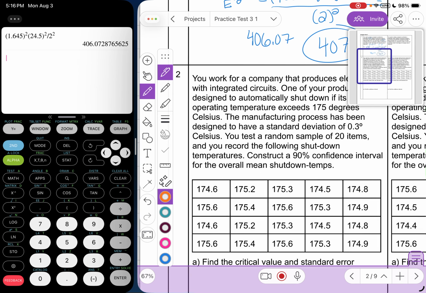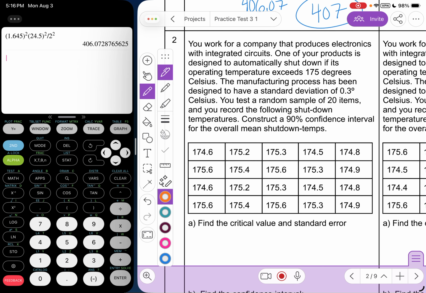All right, next problem. You work for a company that produces electronics with integrated circuits. One of your products is designed to automatically shut down if its operating temperature exceeds 175 degrees Celsius. The manufacturing process has been designed to have a standard deviation of 0.3. So if it's designed that way, that's going to be the population. You test a random sample of 20 items. So our sample size is 20. You record the following shutdown temperatures. Construct a 90% confidence interval.